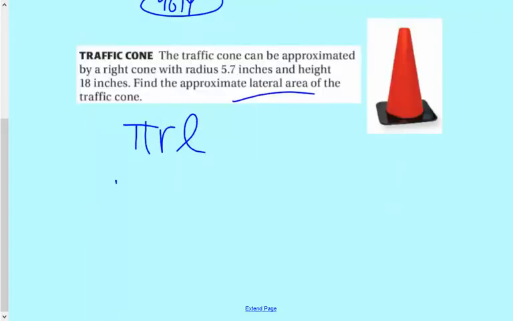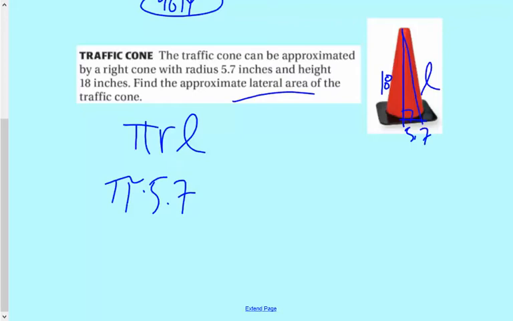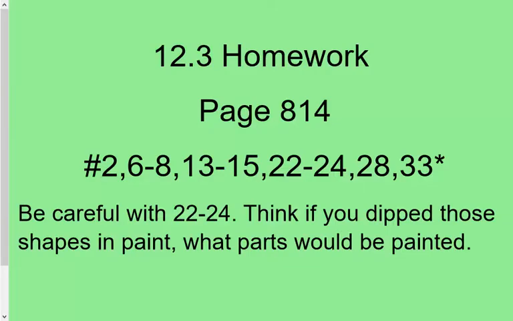They give us the radius is 5.7, and we have to find the L, which is the slant height. And so they tell us the height is 18. They tell us the radius is 5.7. We want to find L right here. Make a triangle, use the Pythagorean theorem. I'm going to do 18 squared plus 5.7 squared. And then I'm going to square root that answer. And that's 18.88. So pi times 5.7 times 18.88, that will give you your answer. Okay. All right, that's all I got for you guys.